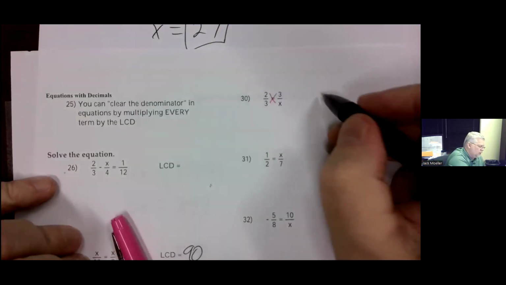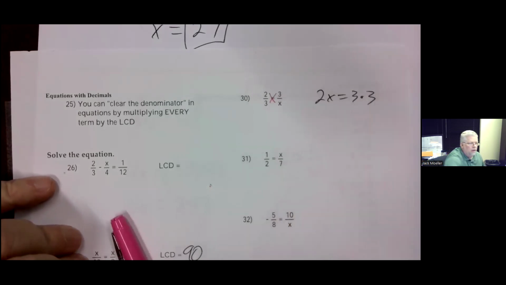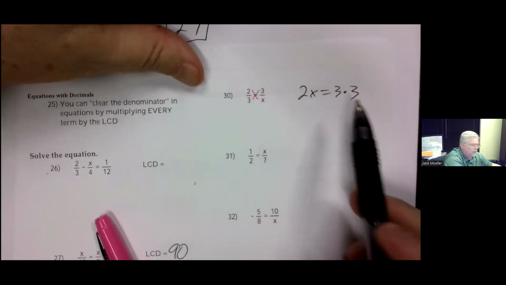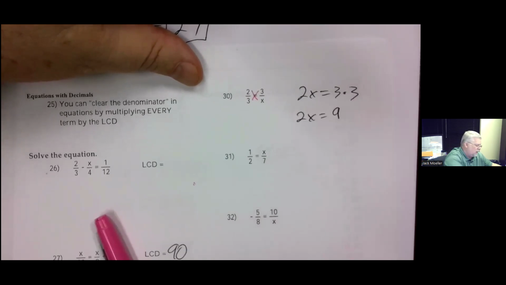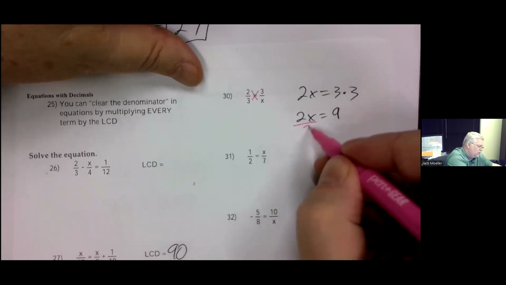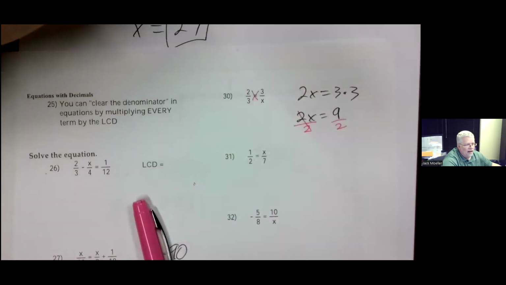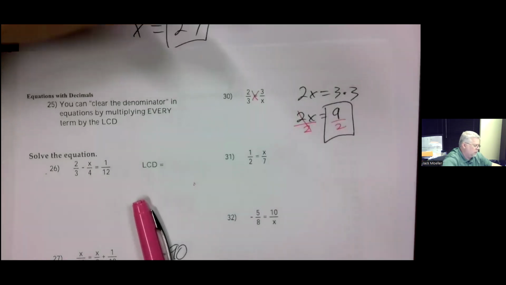So 2 times x equals 3 times 3. And I know a lot of students, if you can do that multiplication, they don't write it down. But again, for the notes, I'm going to write it out. So 2x equals 9. And so now the one step left in solving is divide by 2. 9 halves, that is a simplified fraction because 2 won't go into 9. And don't go to a decimal, don't go to a mixed number. That is our answer.